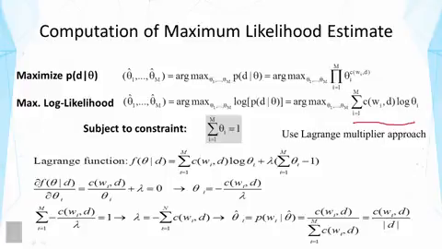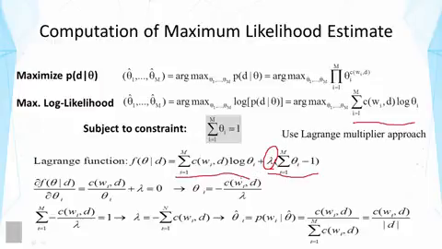So in this approach, we will construct a Lagrange function here. And this function would combine our objective function with another term that encodes our constraint. And we introduce a Lagrange multiplier here, lambda. So it's an additional parameter. Now, the idea of this approach is just to turn the constrained optimization into, in some sense, an unconstrained optimization problem. So now we're just interested in optimizing this Lagrange function.